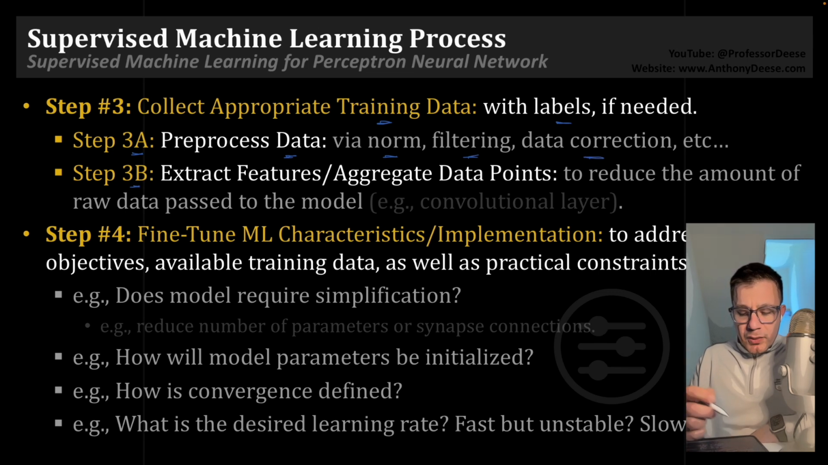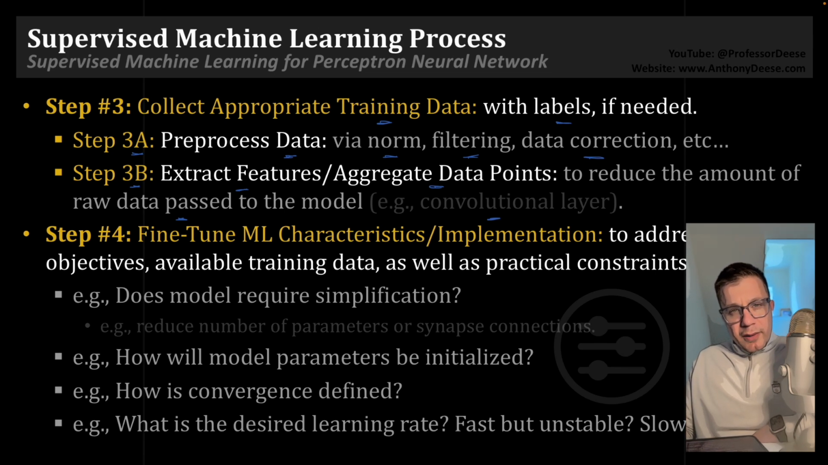Step 3B may be to extract certain features or aggregate data points to reduce the amount of information passed to the model. And one really good example of that would be employing a convolutional layer to extract features from an image. Step 4 is to fine-tune the machine learning characteristics or implementation to address the desired objectives, the problem at hand, to address available training data, as well as any practical constraints that we may encounter.